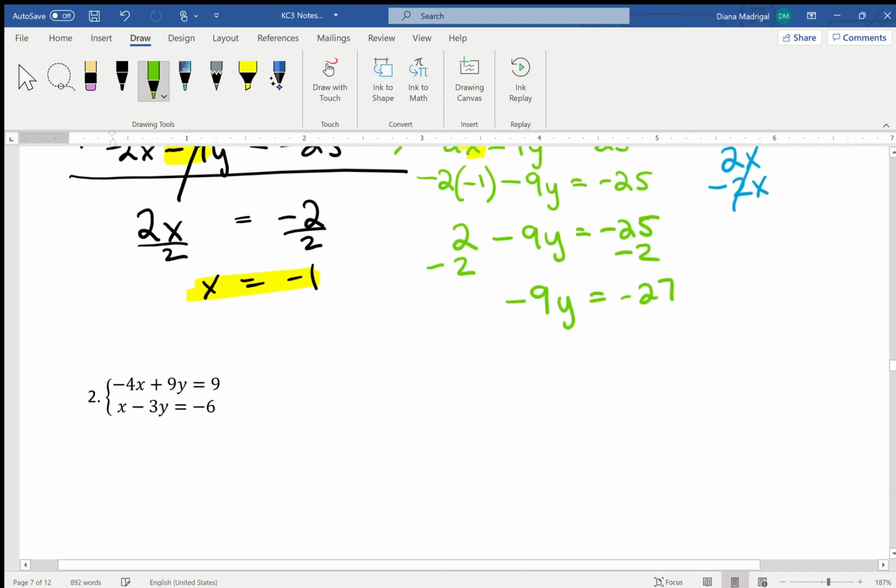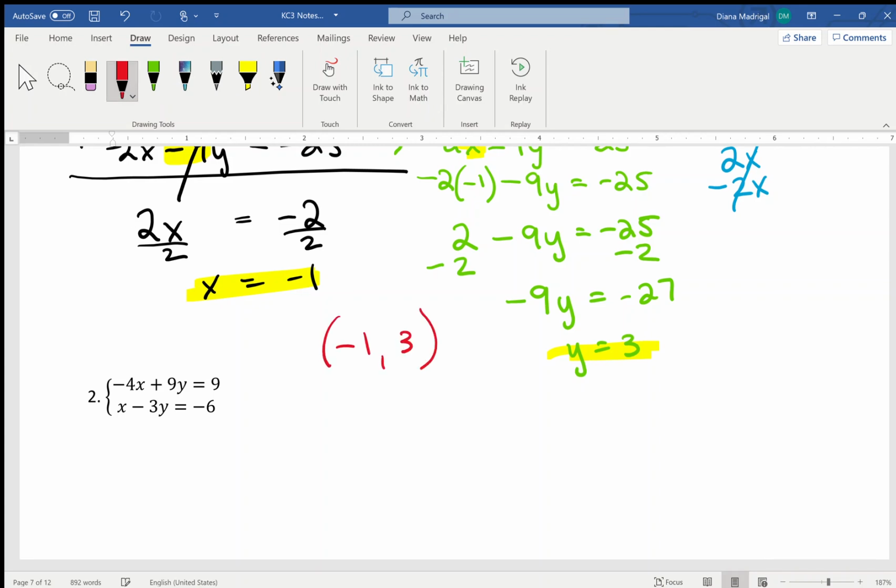All right, and then after that, I need to solve for y by dividing by -9. So 27 divided by 9 gives me +3. So my answer, I have both of them. Don't forget, we write them as coordinate points. So my final answer is going to be -1 and 3. That's my answer for this problem.